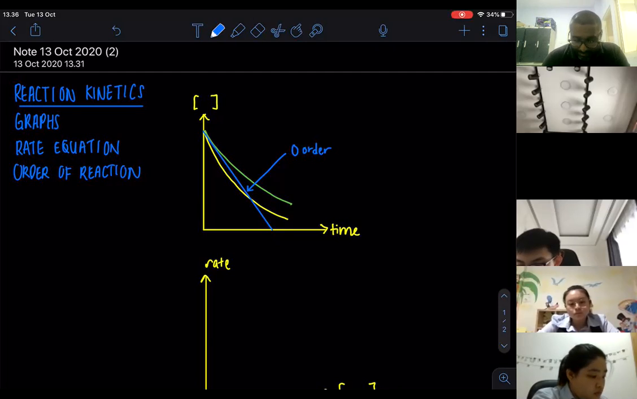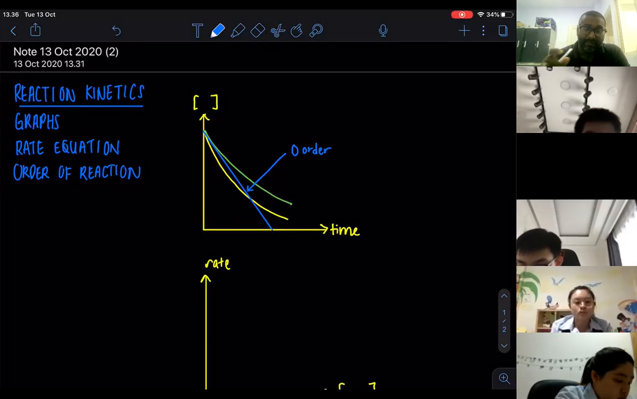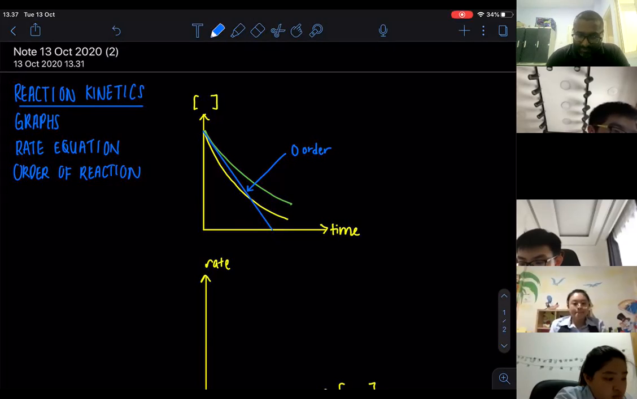The thing you need to take note of here is when you find out the gradient. Because it is a straight line, there is a constant gradient. The gradient is actually the k, because you can see the triangle is still the same triangle. But for these two graphs, the gradients are different.